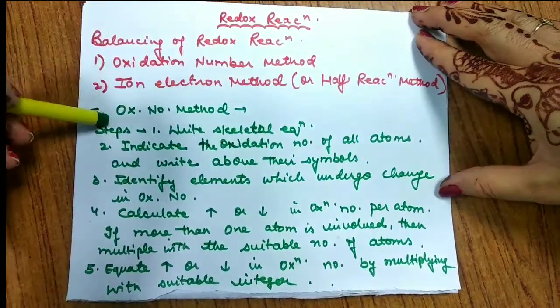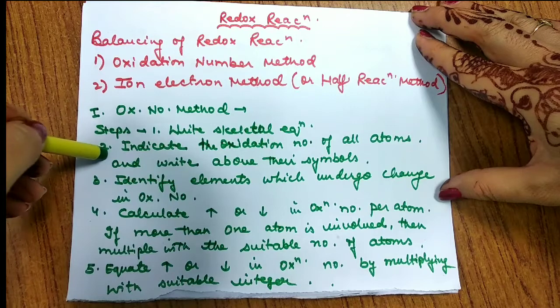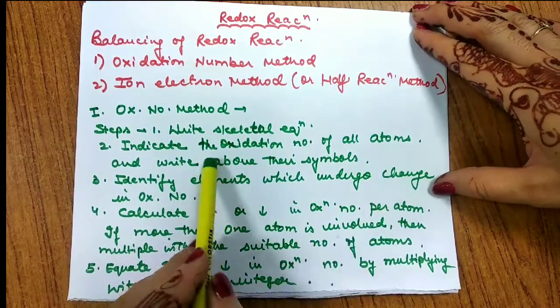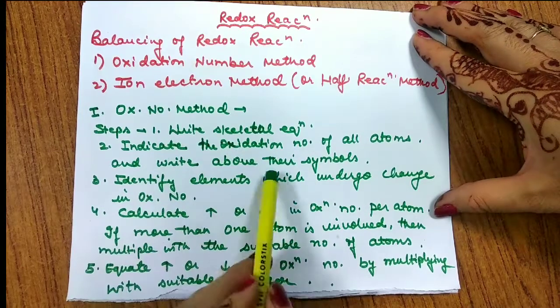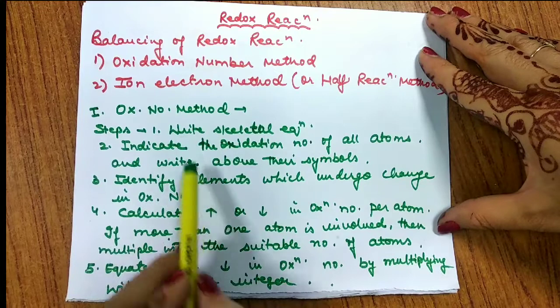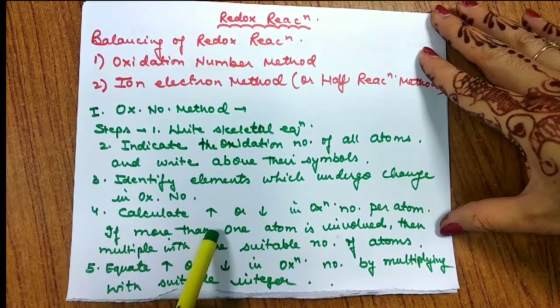After that, indicate the oxidation number of all atoms. So we are talking about the oxidation number method. The second step says that we need to find out the oxidation number of all atoms, and then we'll write all these oxidation numbers above their symbols. Like if it is zinc, I'll write 0 above its symbol.